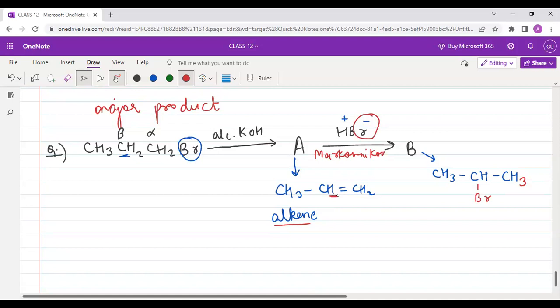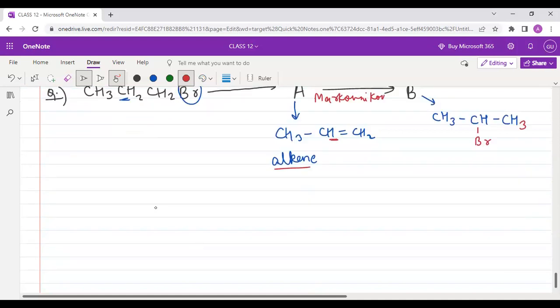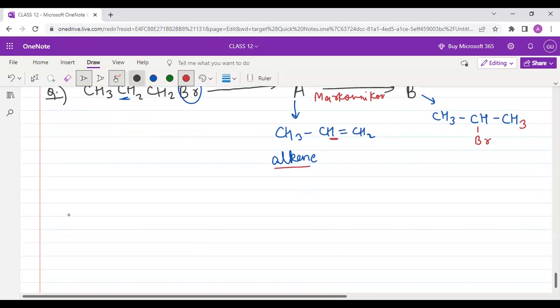So I'm just giving one more question so that I can see whether you have understood or not. This question has come in NEET examination, a previous year question.